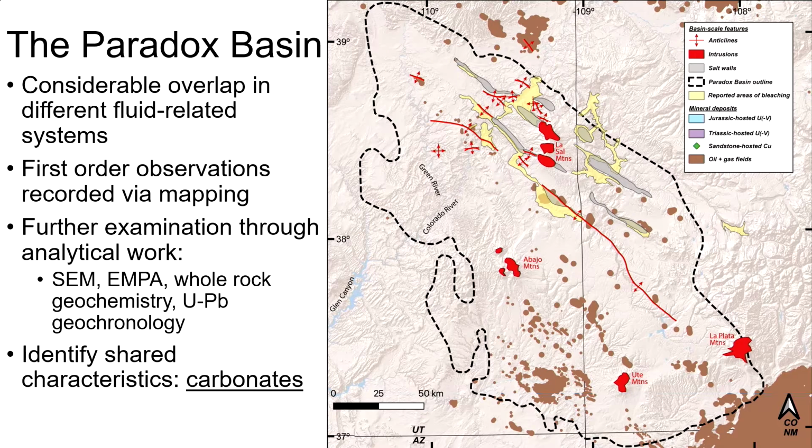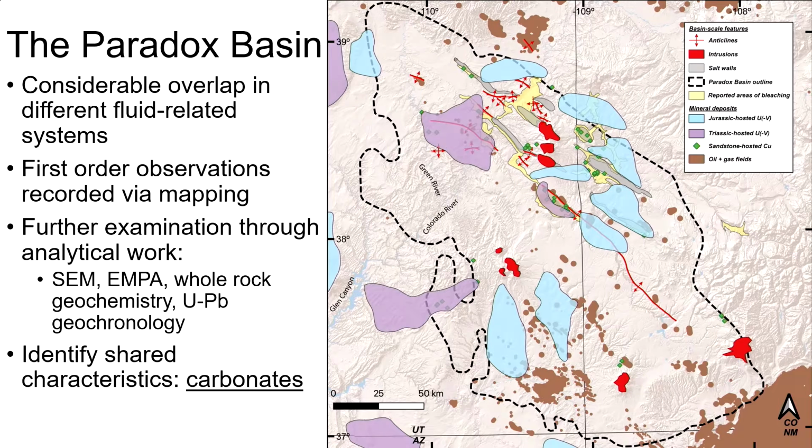There's considerable overlap of those things, both in space and potentially in time as well. And again, that's resulted in some pretty interesting ore deposits that we find throughout the region, such as the uranium and vanadium deposits, shown with these polygons in purple and in blue. Those in purple are hosted in Triassic rocks, and those in blue are hosted in Jurassic rocks, and they are the main focus of one part of this talk today. In addition, there are copper deposits shown with these green diamonds, which adds another layer of complexity to these systems.